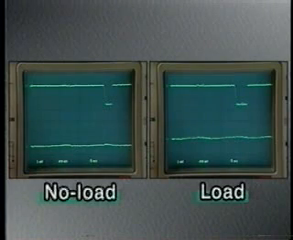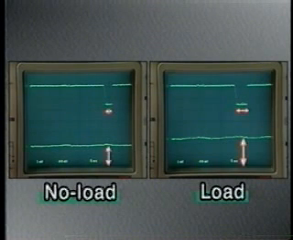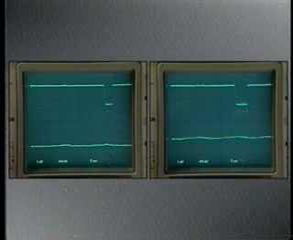Here's a comparison between the no load condition at 1500 RPM and the load condition at 1500 RPM. It's evident that in the load condition, the SCV remains open longer and the pressure in the rail is higher.